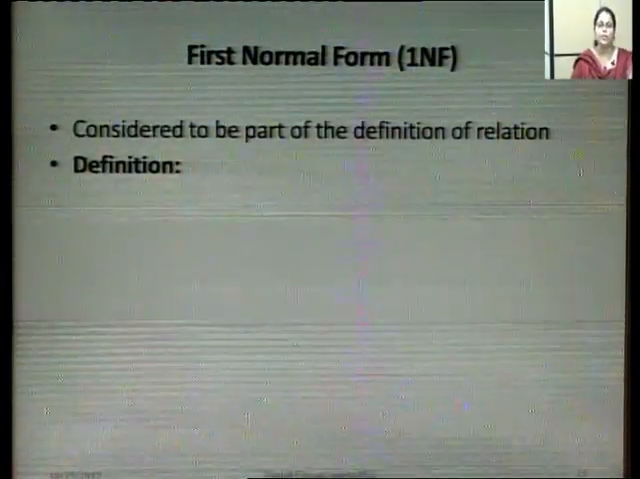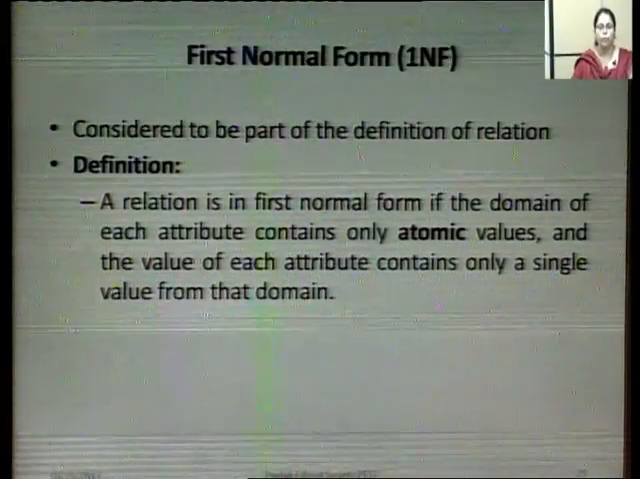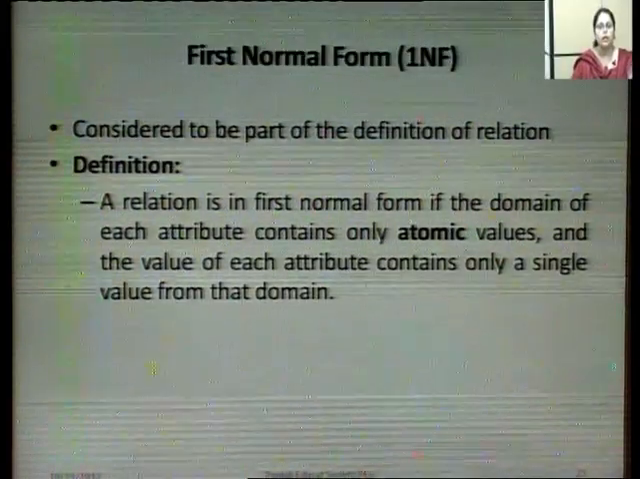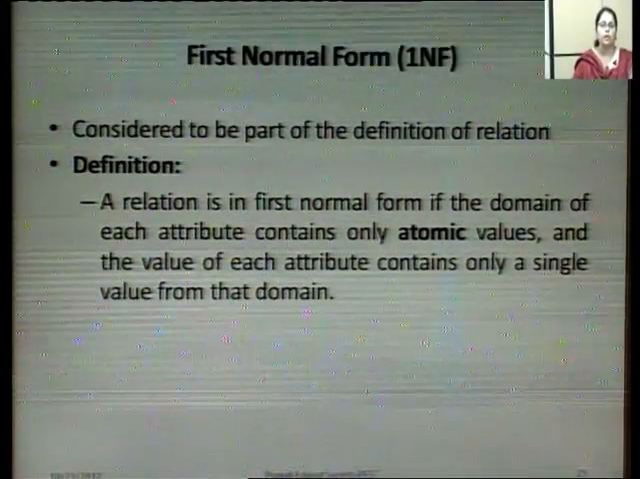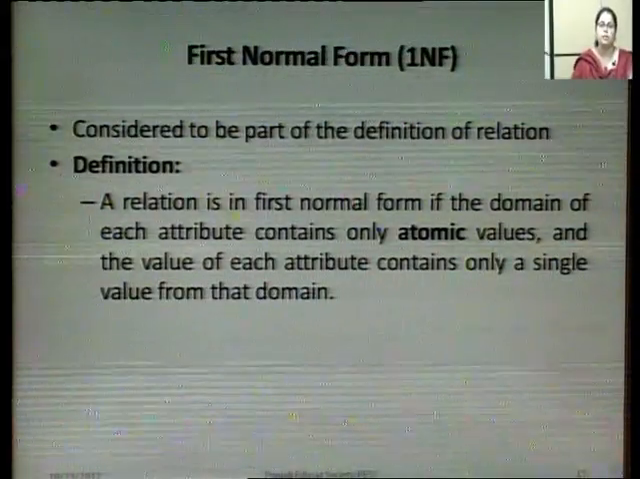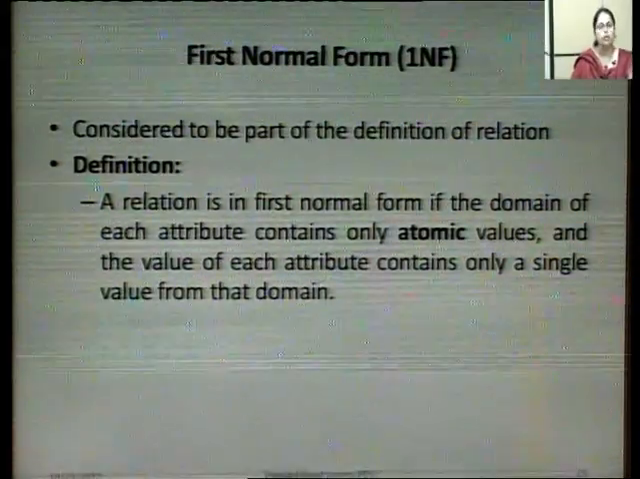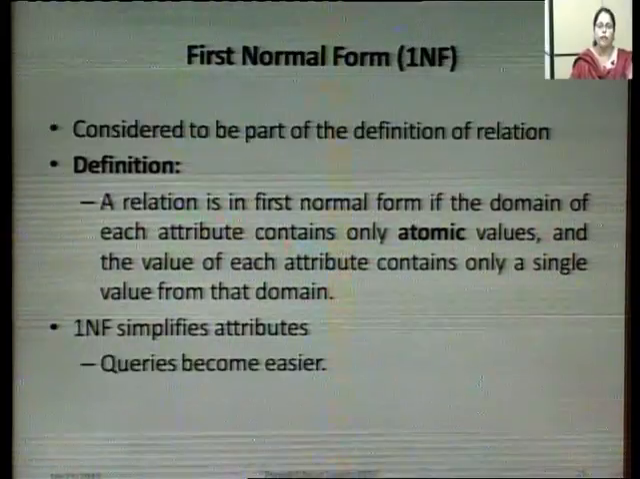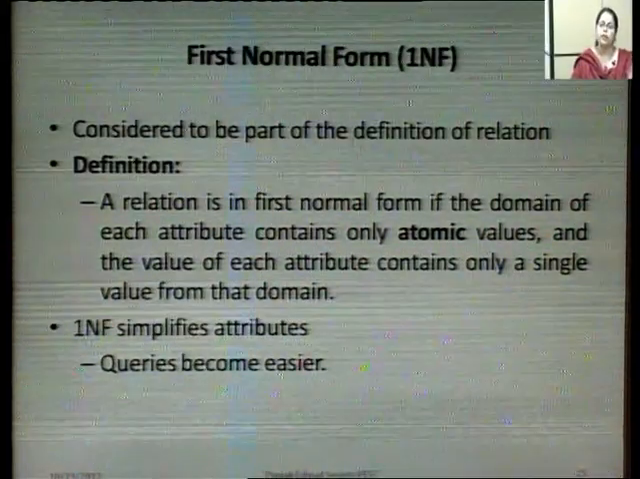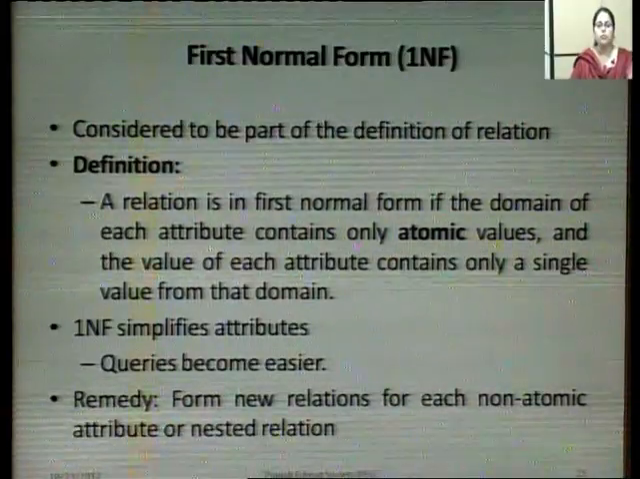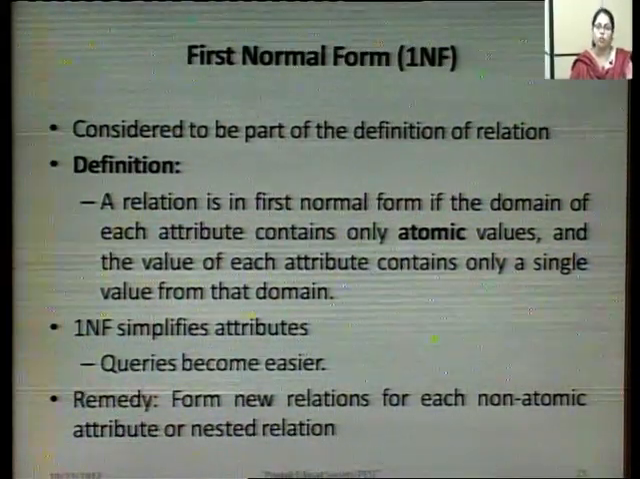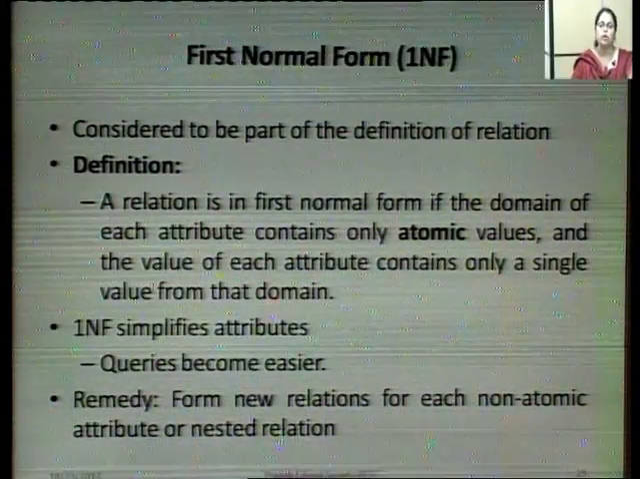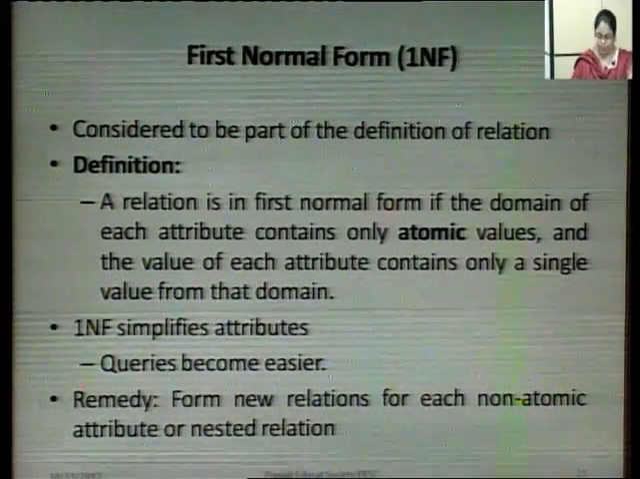So the formal definition is: a relation is in first normal form if the domain of each attribute contains only atomic values, and the value of each attribute contains only a single value from that domain. That means the attributes are neither composite nor multi-valued. First normal form actually simplifies attributes and hence the queries become easier. The remedy for relations which do not follow first normal form is to form new relations for each non-atomic attribute or nested relation.